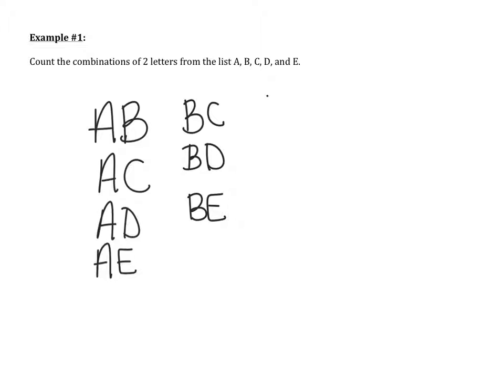So let's move on to C. We already had an A and a C. We already had a C and a B, so we're going to start with CD and CE. And then finally, let's start with D. I already have an A and a D, a B and a D, and a C and a D, so my only combination for that would be a D and an E. So I would have 4, 7, 9, 10 combinations.